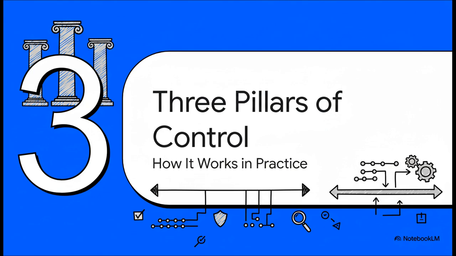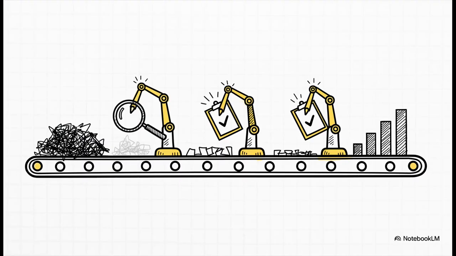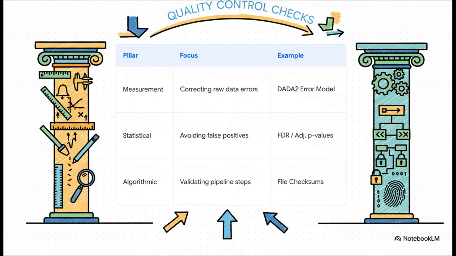That all sounds great in theory, right? But how does it actually work when the rubber meets the road? Well, it's all built on what you can think of as 3 main pillars of control. You know, a really good way to think about this is like quality control in a factory. They don't just check the final product as it rolls off the line. No way. They have checks at every single step of the process. Rigorous error control is exactly that for your data analysis pipeline. So these quality checks fall into 3 main buckets, or pillars. You've got measurement control, statistical control, and algorithmic control. Each one is designed to tackle a different way things can go wrong.